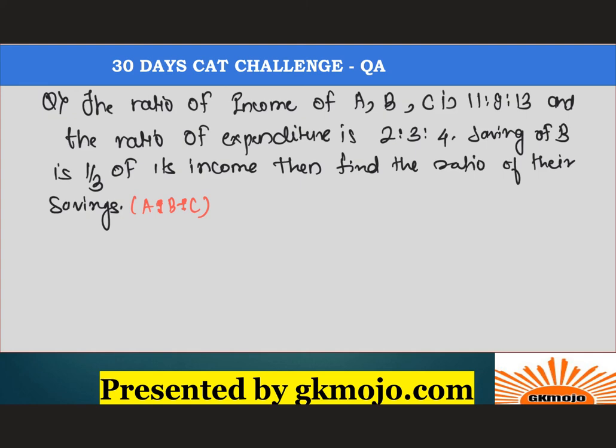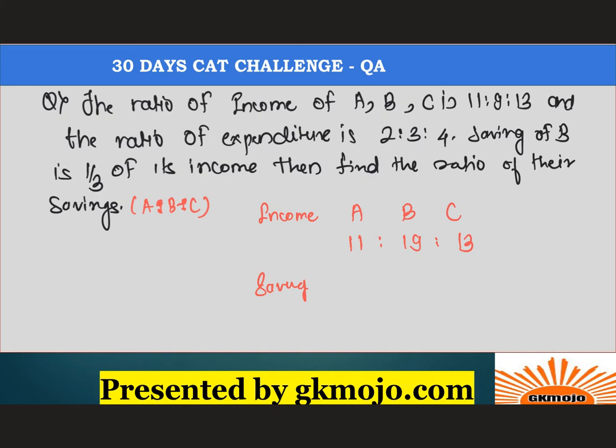Many students whom I gave this question told me that it's not possible to find out. It cannot be determined, should be the answer. That's why I've never given you an option. All right, let's see how we can solve this. Income. A is to B is to C. What have they given? 11 is to 9 is to 13. Correct. And savings.